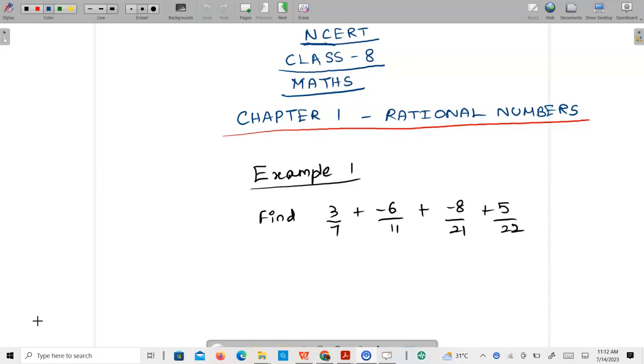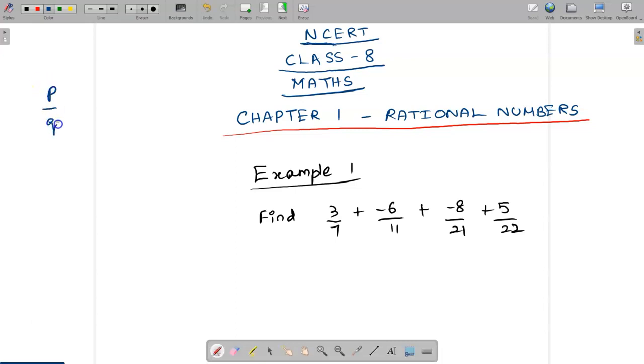Rational number is nothing but a fraction which is denoted by P by Q, where both P and Q are nothing but integers. So integers in the way it may be a positive number or negative numbers, and also Q value should not be equal to 0. That is nothing but the rational number.